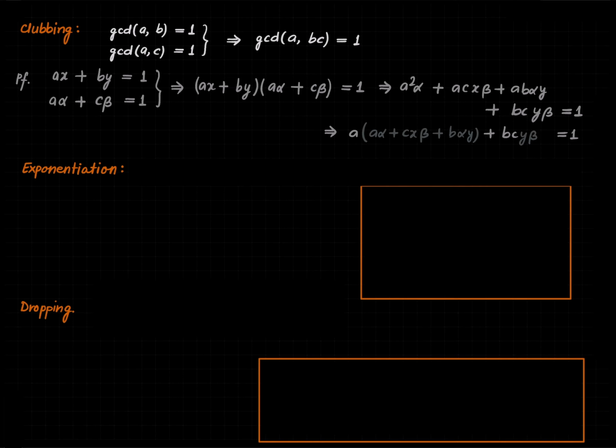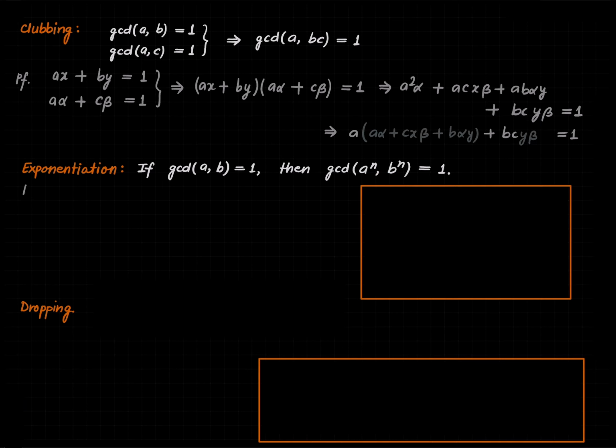Two more results to go. So exponentiation, this is a consequence of the previous one, really. If GCD of A and B is 1, then GCD of the nth powers of A and B is also 1. Once you have no common factors between A and B, by exponentiation, magically common factors cannot be created. So let's see why.